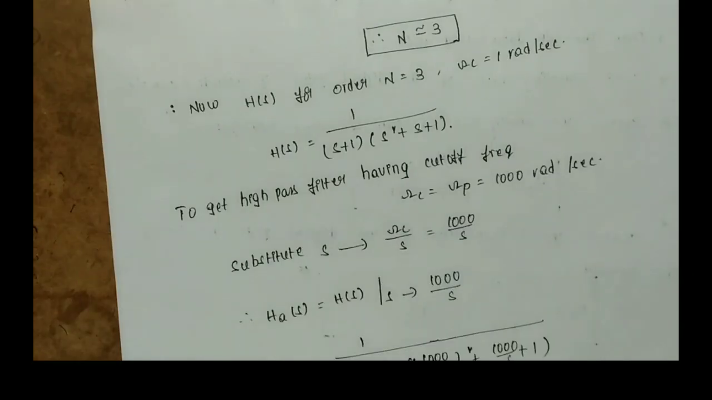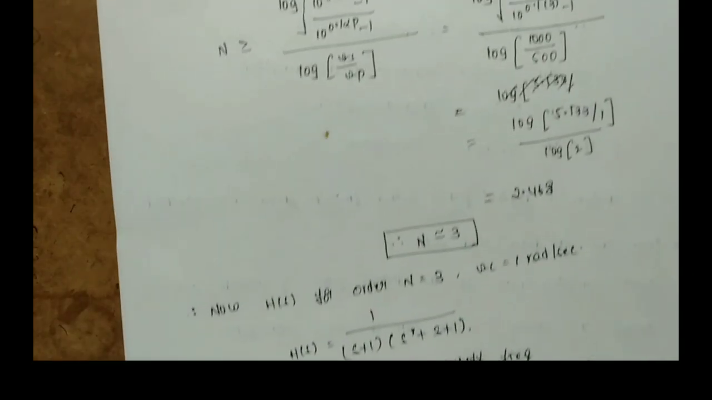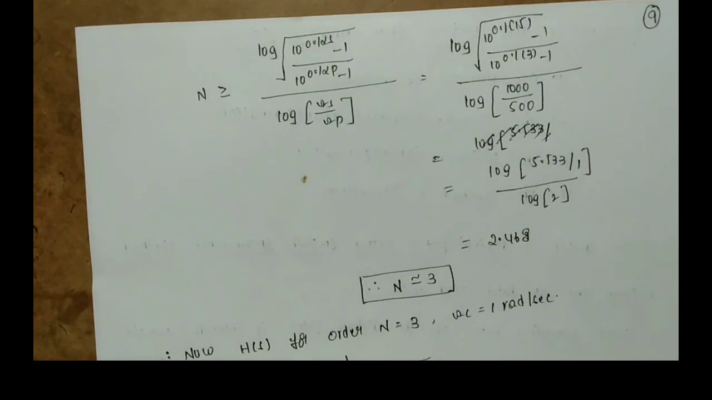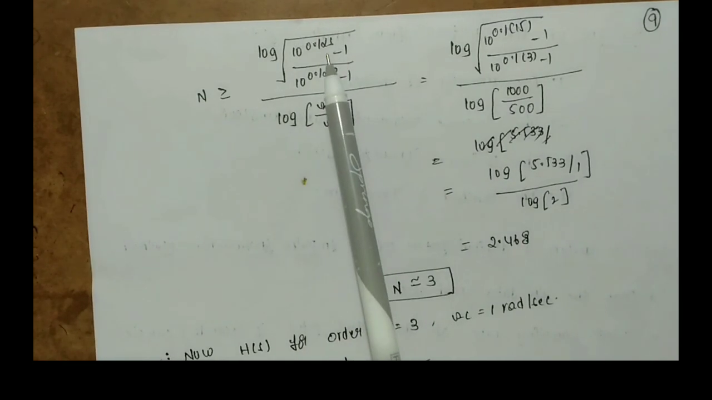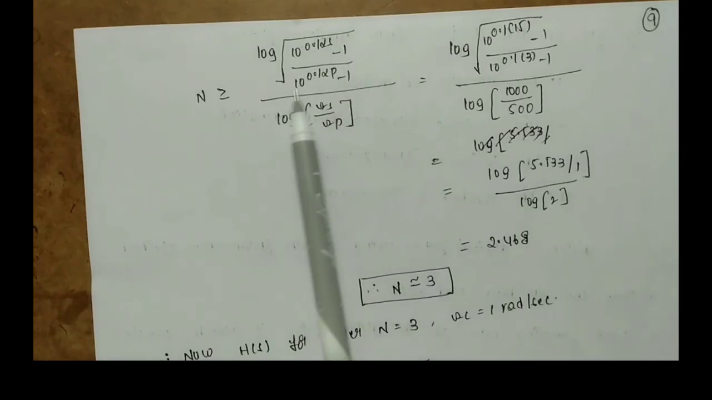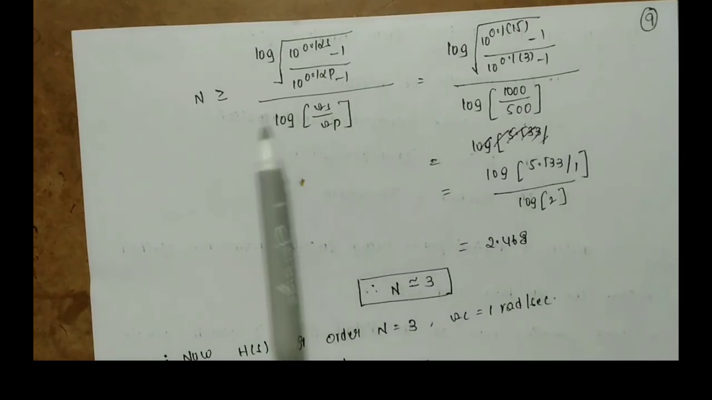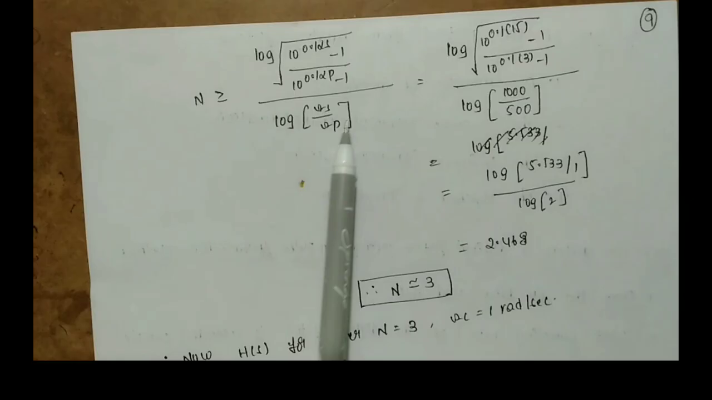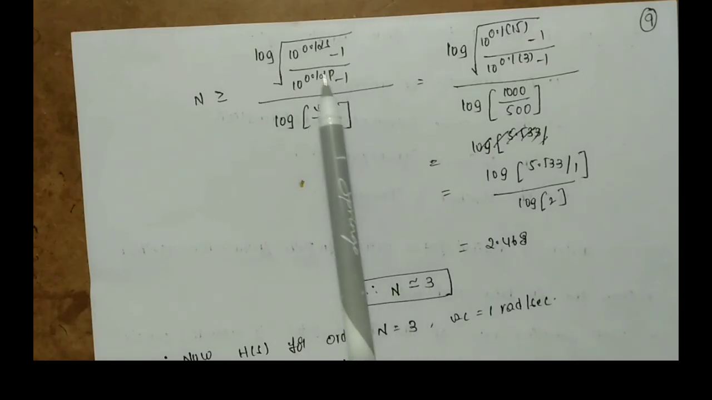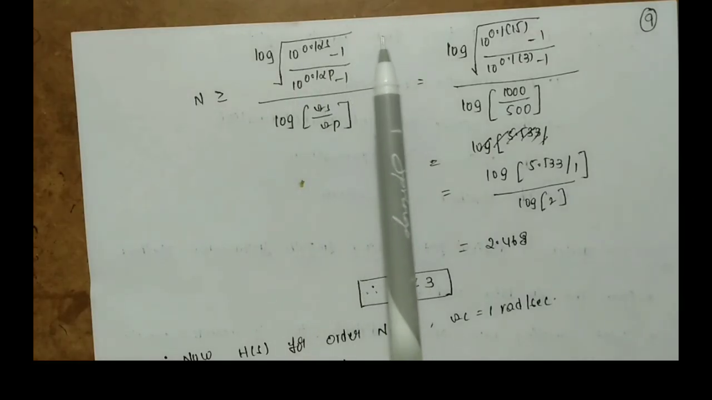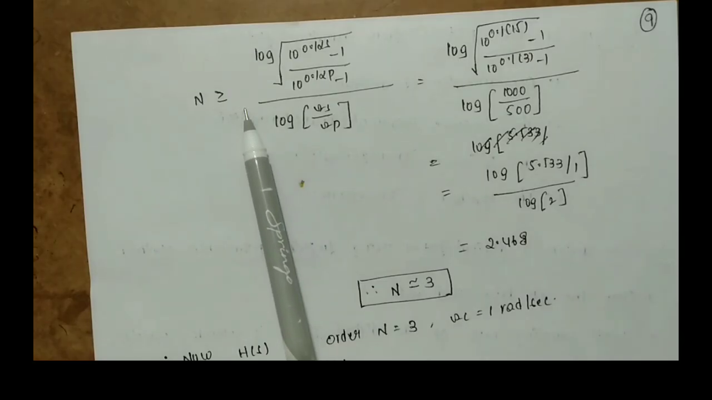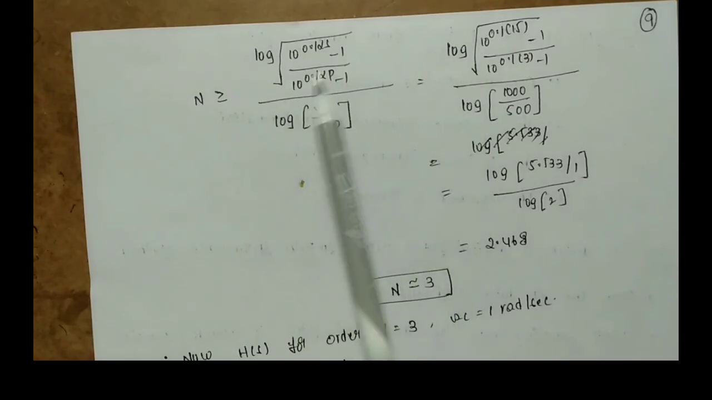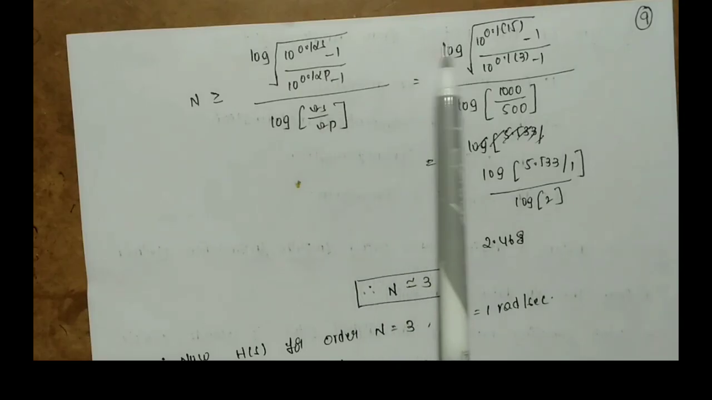Butterworth filter design. Now according to the Butterworth filter design, the formula for calculating the order n is equal to log of the square root of (10 power 0.1 alpha s minus 1) by (10 power 0.1 alpha p minus 1), whole divided by log of omega s by omega p. This is the fixed formula for calculating the order n in the Butterworth filter. So I have substituted the values which are given.